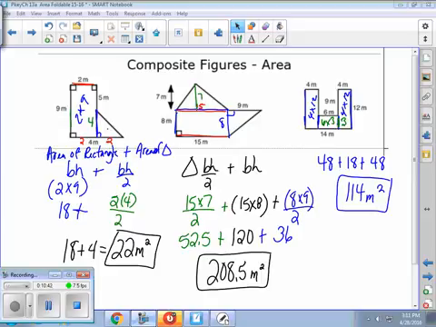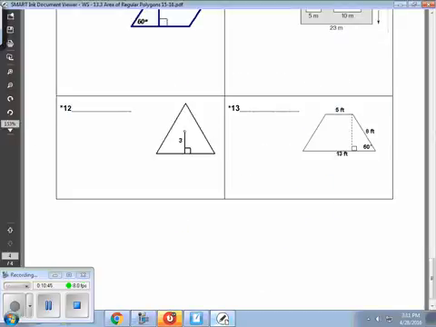So the next thing I need you to do is get out our packet from yesterday. Get out your color paper. And I got to get yours out.